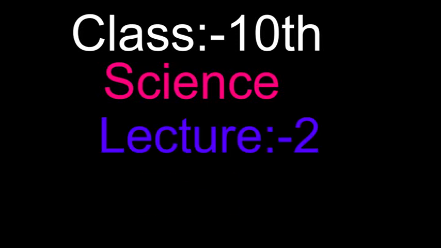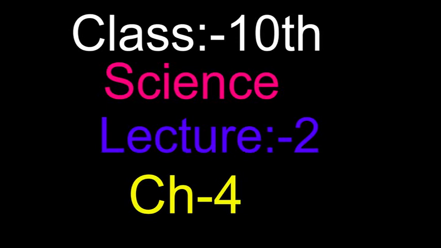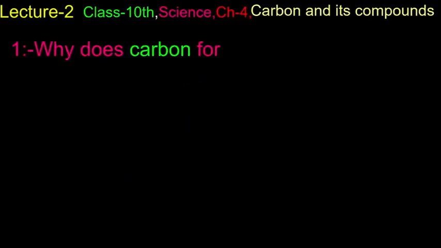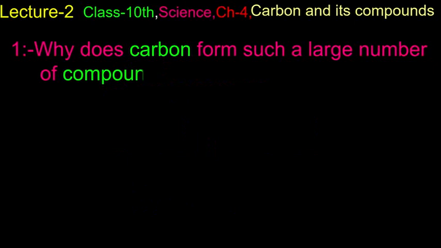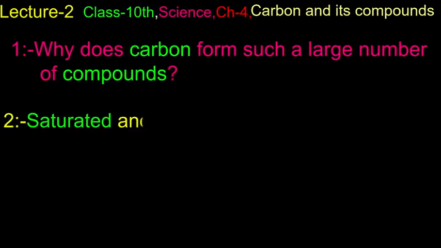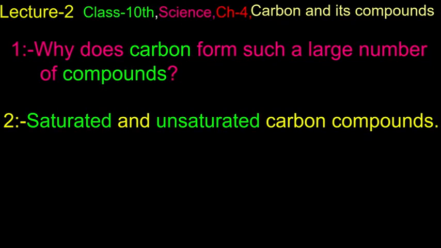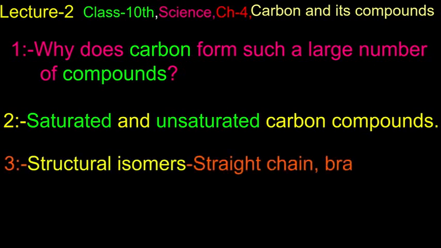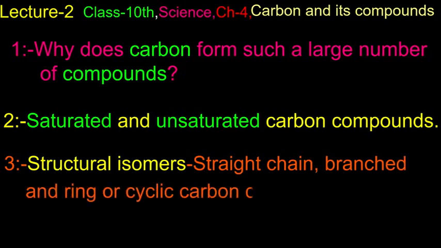This is Lecture 2, Chapter 4. In this session, I shall tell you about number 1. Why does carbon form such a large number of compounds? Number 2. Saturated and unsaturated carbon compounds. And number 3. Structural isomers. That means straight chain, branched and ring or cyclic carbon compounds.